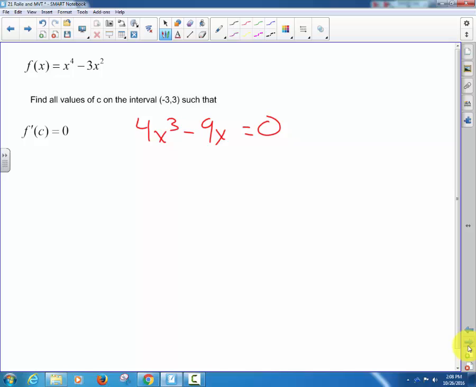Not 9x, 6x. 4x cubed minus 6x equals 0. So how many answers do I expect to get? 3, okay? So keep on keeping on. See if you can figure out what my answers are there. Let's do that.